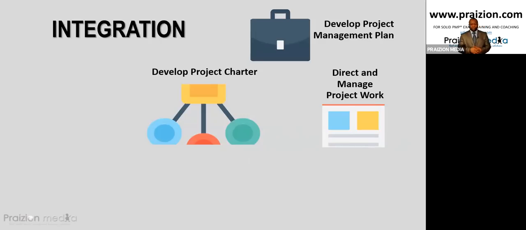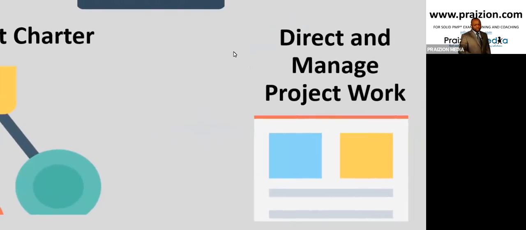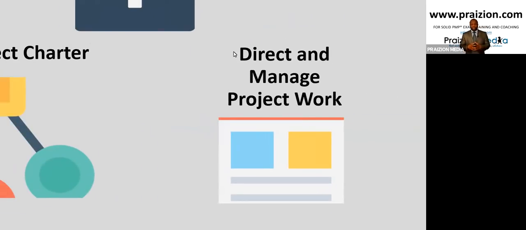Next process is called direct and manage project work. And this is where, theoretically speaking, you get 3 very important outputs. This is where deliverables are created. So you get deliverables as an output from direct and manage project work. Direct and manage project work is also where you obtain the issue log. A log of misalignments, misunderstandings, fires that need to be put out. This is also the process where you get work performance data.